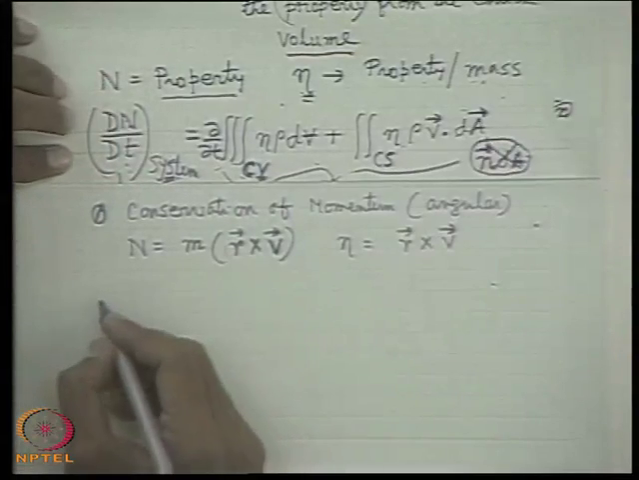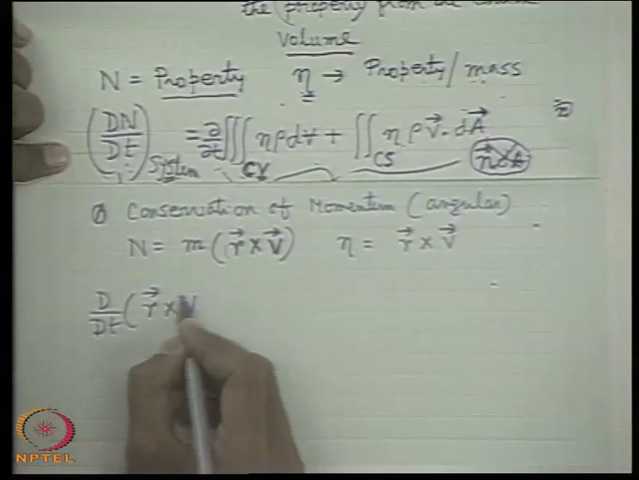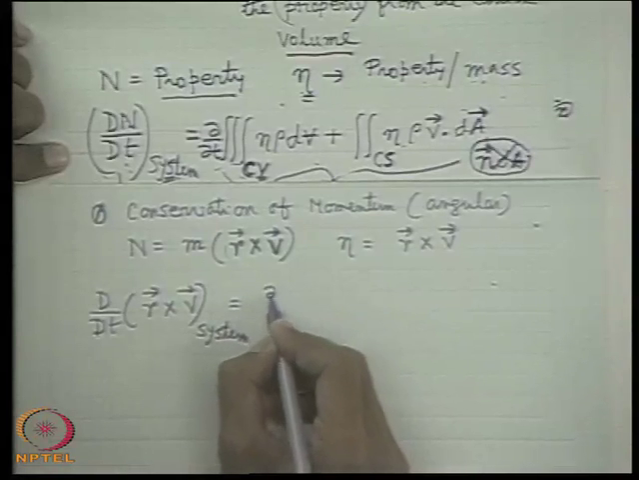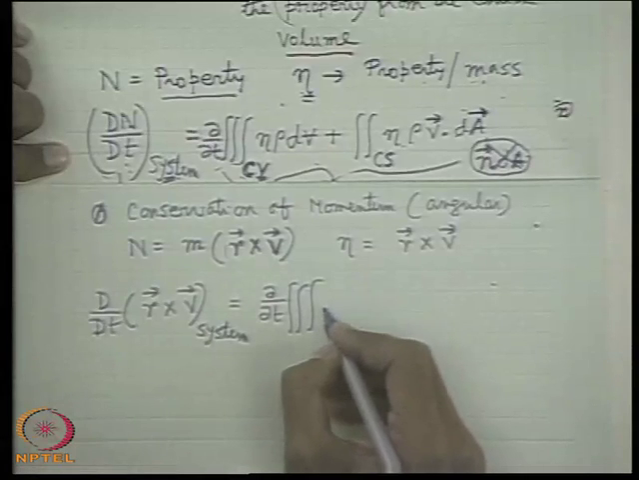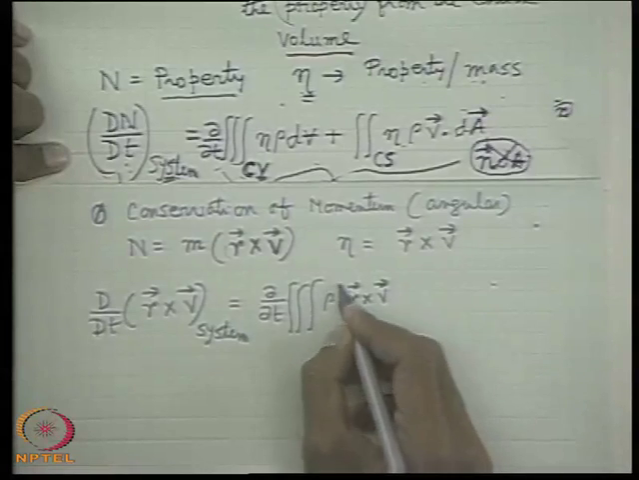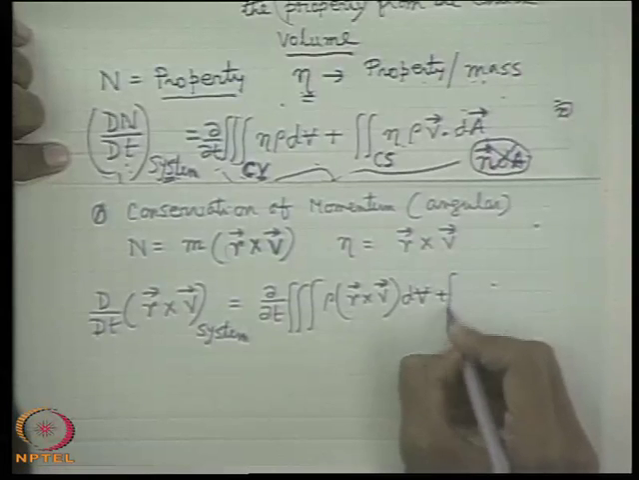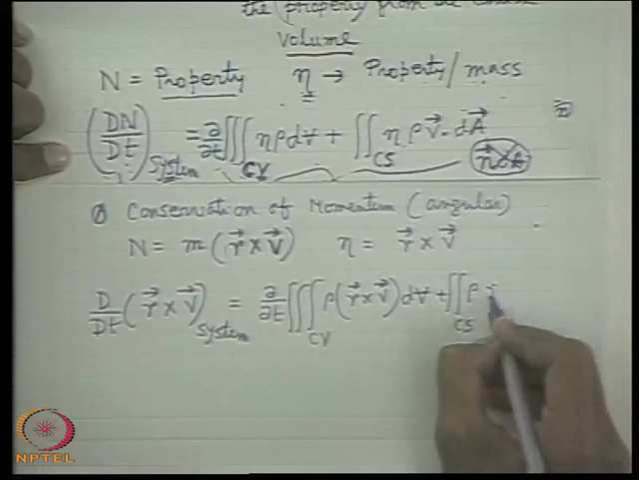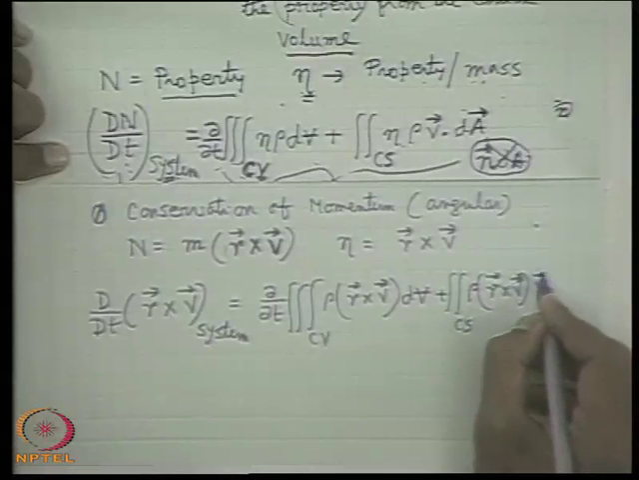Then again we write this in terms of d/dt of r cross v for a system. It is equal to del/del t of rho r cross v dV over the control volume, plus over the control surface rho r cross v times v dot dA.